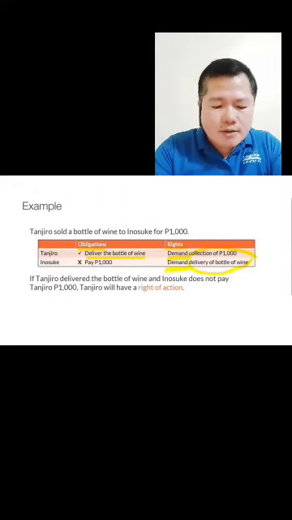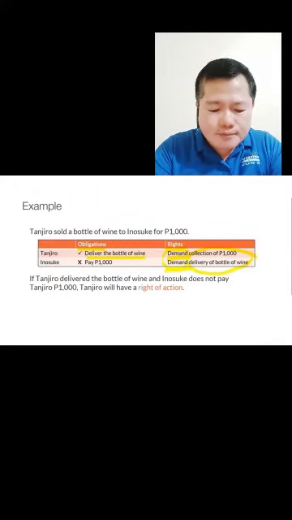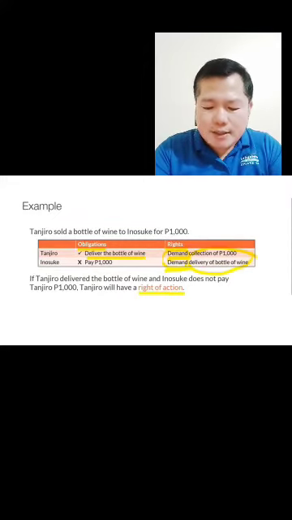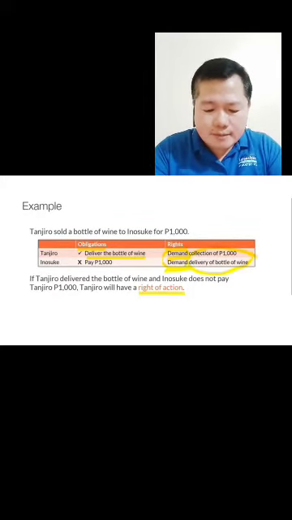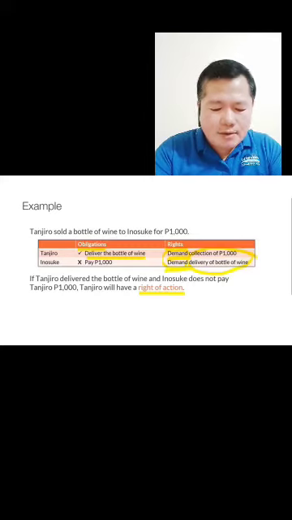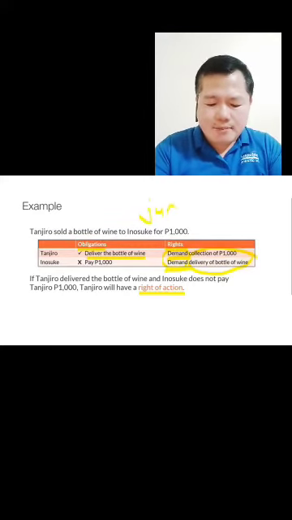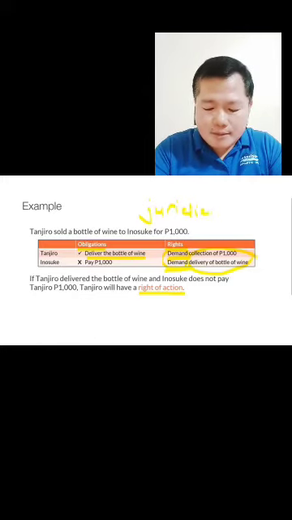Okay? So, if Tanjiro does not deliver the bottle of wine, the new term here is right of action. So, if we try to recall the definition of civil obligation, it is a judicial necessity. What is again the meaning of judicial necessity? So, meaning, necessary siya. So, kailangan siyang gawin or i-fulfill ng passive subject. Ng passive subject po natin.